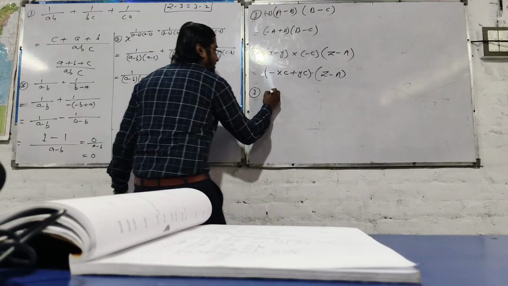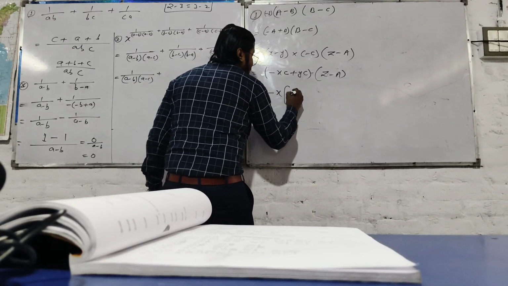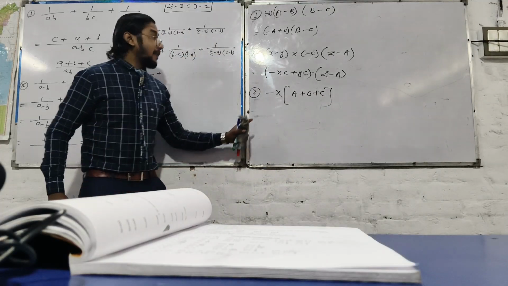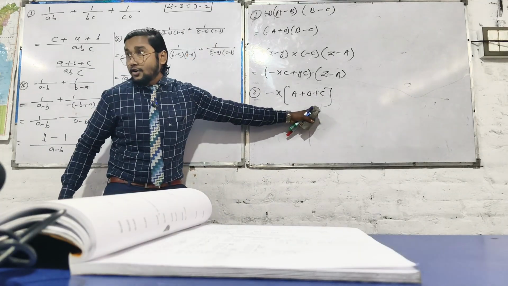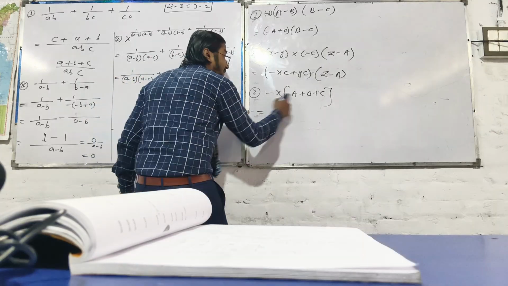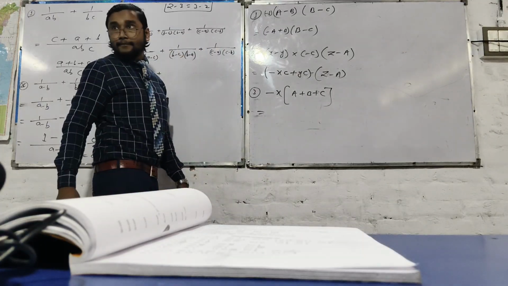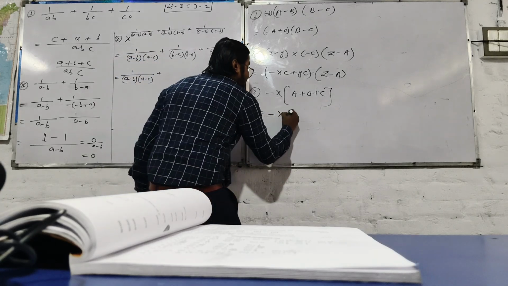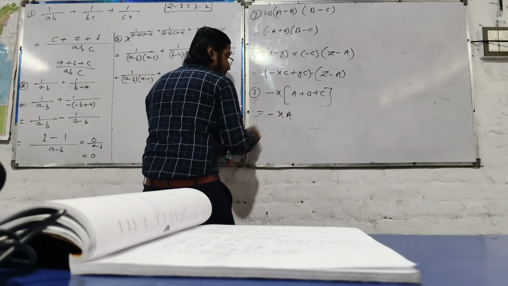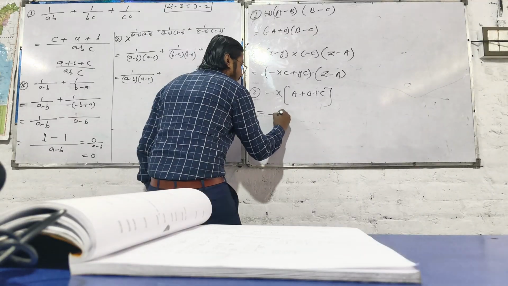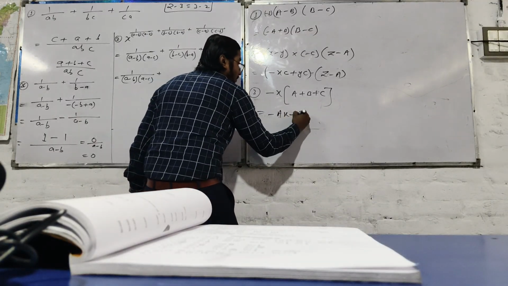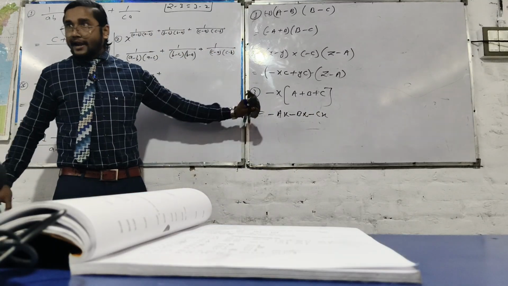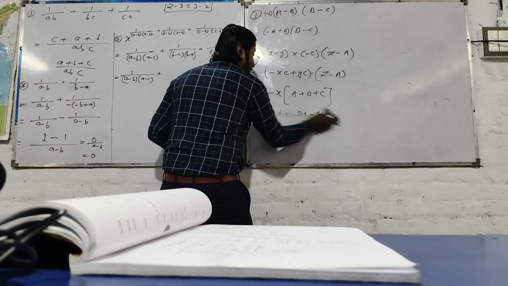Let me tell you what I'm talking about. For example, I have minus x and a plus b plus c. Now this time all these are different terms. a, b, c are different terms. So this will multiply this one and this one together. It will be minus xa, or we can write ax, ax is more beautiful, minus bx and minus cx. I can do this. Let me write one more.